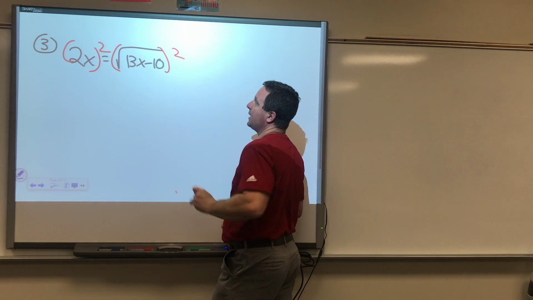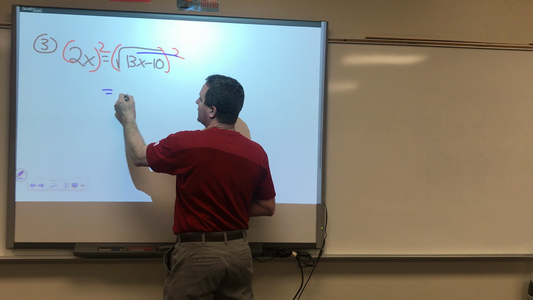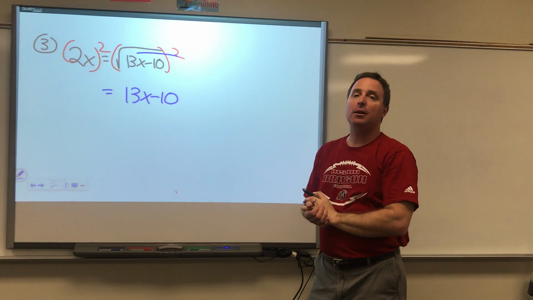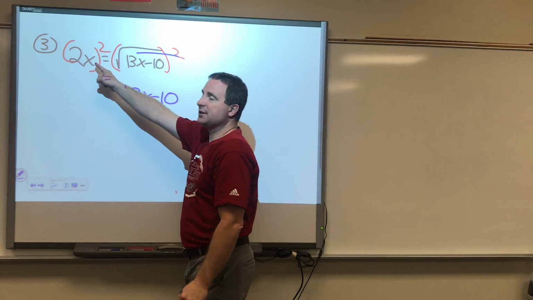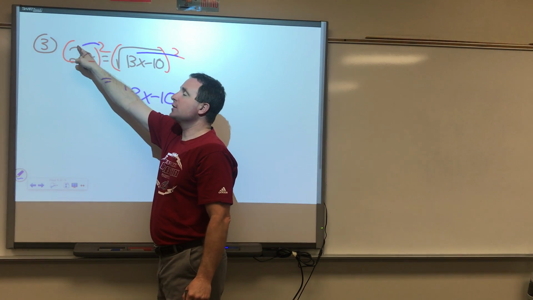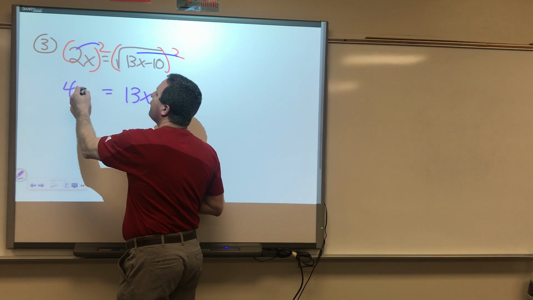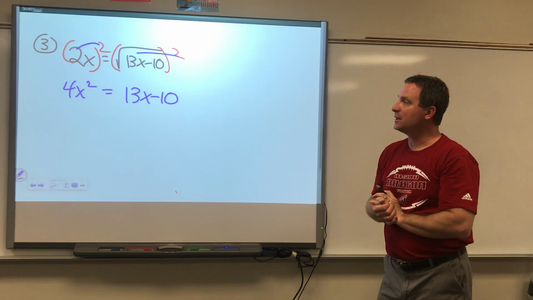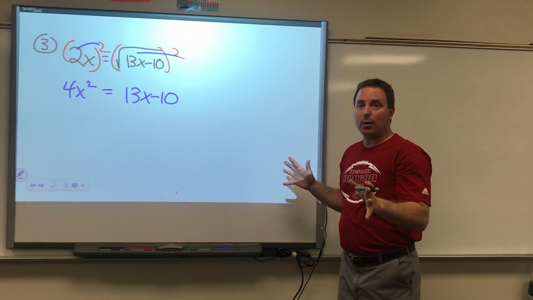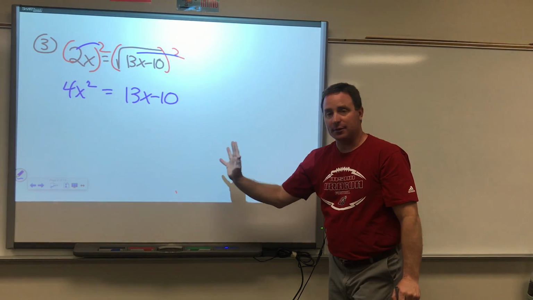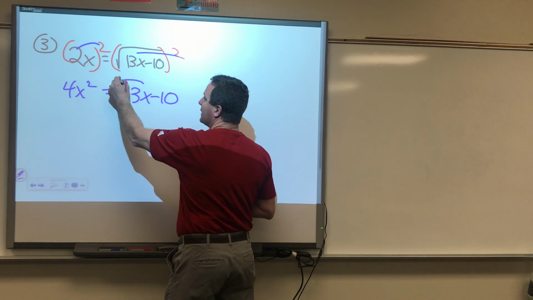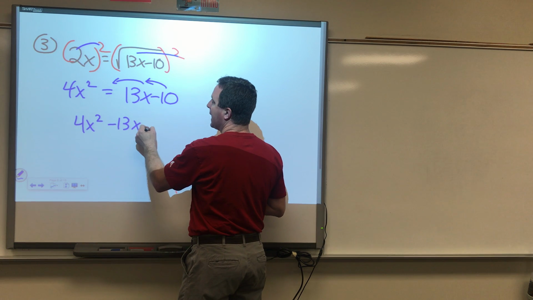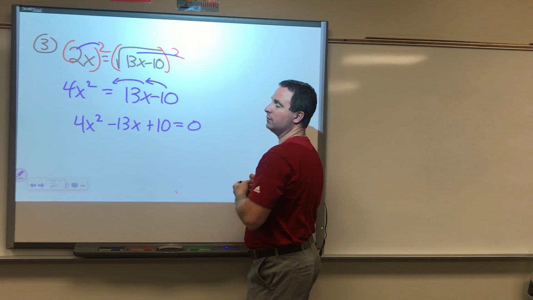On the right-hand side, the square and the square root cancel out, so it's just 13x minus 10. But what about on the left? This isn't just 2x squared. You also have to square the 2 to get 4x squared. Square the 2 and the x. Now this one has an x squared again. This time it's on the left. We have to move everything over to the x squared side, so I'm going to move these two things over. Minus 13x plus 10 equals 0.